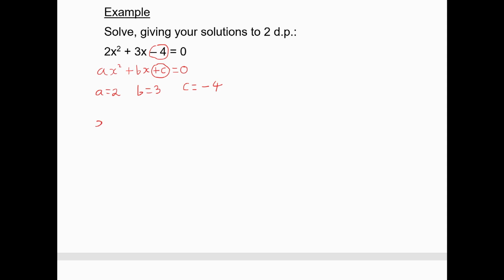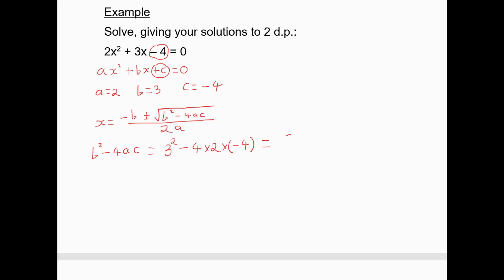I now write down the formula, just to jog my memory, so x equals minus b, plus or minus the square root of b squared minus 4ac, all over 2a. First, I'm going to work out b squared minus 4ac, because this is the most important part of the formula. b squared minus 4ac is going to be 3 squared minus 4 times 2 times minus 4, because c is minus 4.